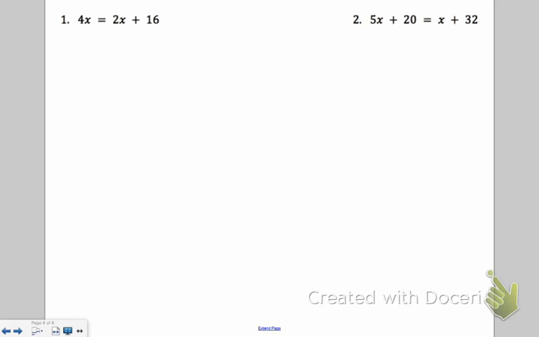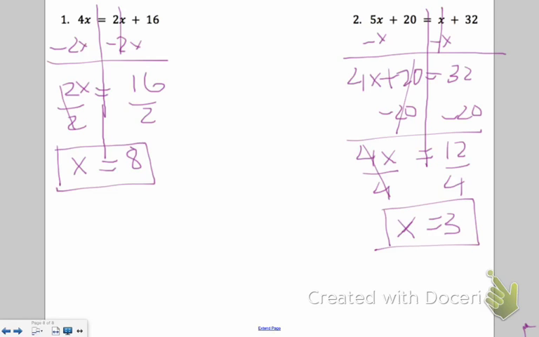Take some time to answer examples 1 and 2 on your own and unpause this video for a step-by-step solution. Okay, so here are the solutions to example 1 and 2. Again, we're starting with the smaller coefficient to avoid negatives. And in example 1, we are subtracting 2x on both sides. So our last step is to divide by 2, which gives us x is equal to 8.